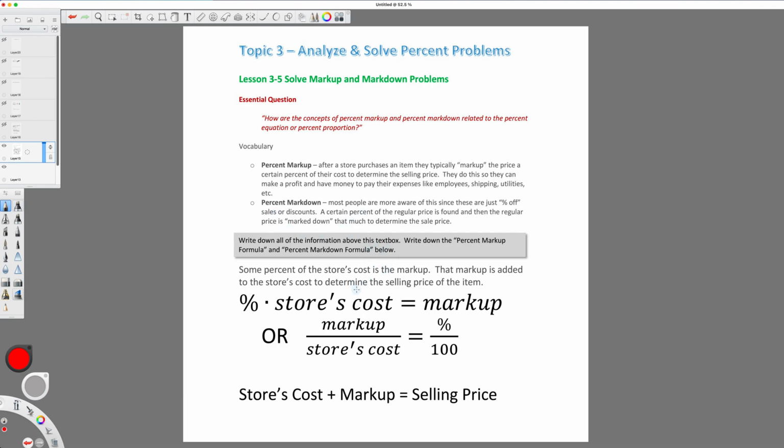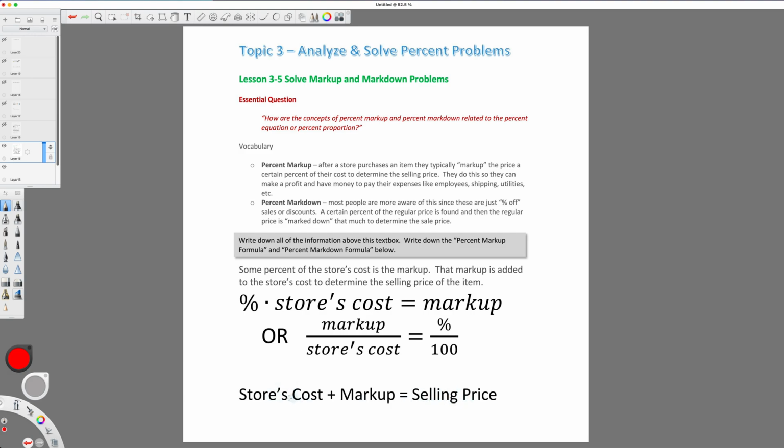The key thing is these are going to be percent, so we're going to use our percent equation or our percent proportion, but it's what you do with the results that is different. Some percent of the store's cost is the markup, and then that markup is added to the store's cost to determine the selling price. So to get the markup, you can use either this percent equation. That's great. Or you can use this percent proportion. That's great. I don't care which way you do it. But when you get a markup, that markup is added to the store's cost to get the selling price.